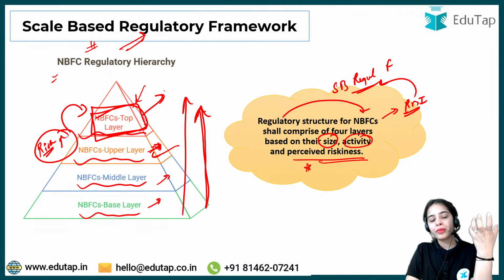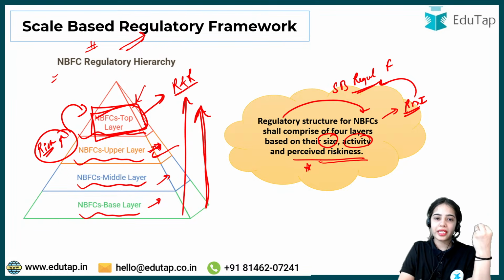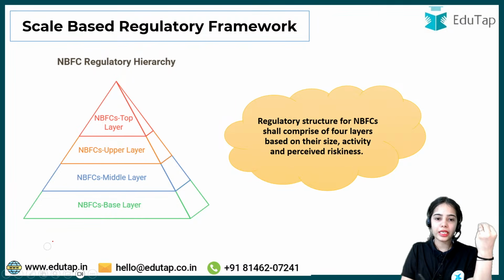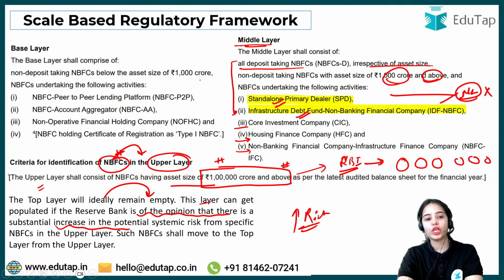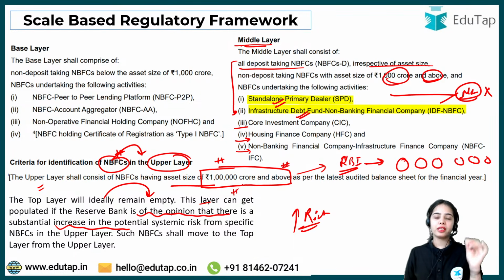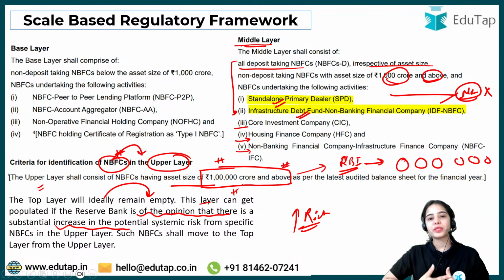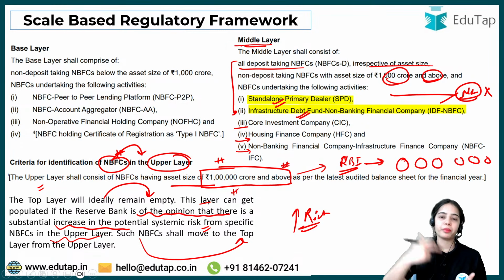If an NBFC is put in the top layer, that means there are more rules and regulations that the NBFC has to follow. The higher the layer you go, the more rules and regulations you will have to follow. So the top layer of the NBFCs should ideally remain empty. This layer can get populated if the RBI is of the opinion that there is a substantial increase in the potential systemic risk from specific NBFCs in the upper layer. Such NBFCs shall move from the upper layer to the top layer.